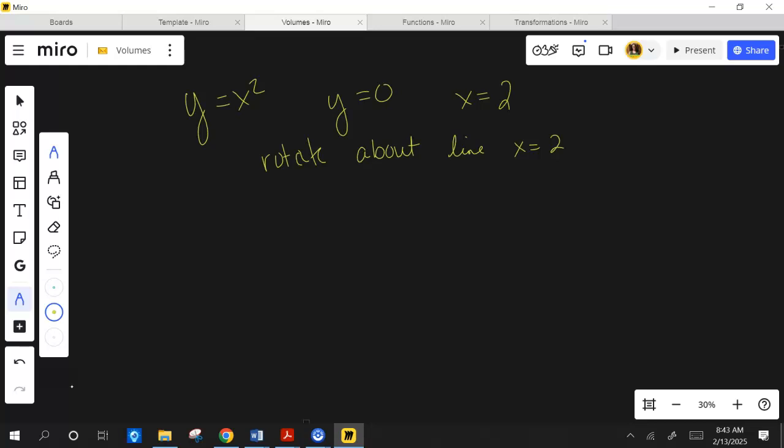What's this lesson called? Revolving with respect to y.